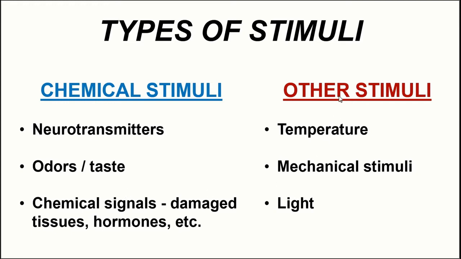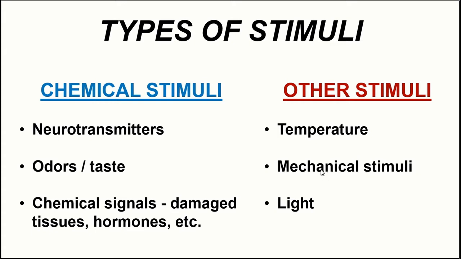Other types of stimuli include temperature and mechanical stimuli, which includes touch, pressure, and stretch in our skin, our skeletal muscles, and our joints. So we see a number of mechanical stimuli associated with the integumentary and the skeletal systems. We also have light as a stimulus. Light is primarily detected by our eyes, and we have special sensory receptors in there. We have special neurons that are there to detect light and form images so that we can see. And so those are the other types of stimuli.